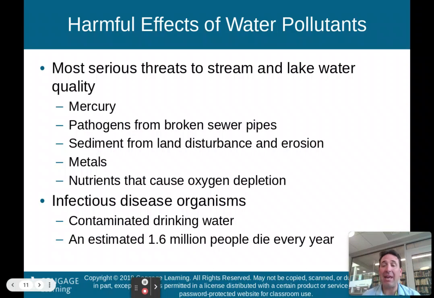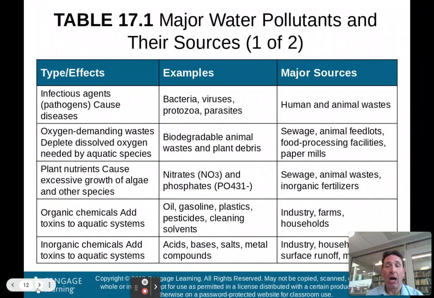However, in many parts of the world, they do not have that luxury, and clean water is actually a big issue, finding clean water. And that's why over 1.5 million people die every year by contracting an infectious disease from contaminated drinking water. And again, most of that will be in your underdeveloped countries.